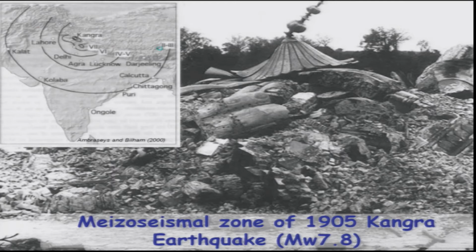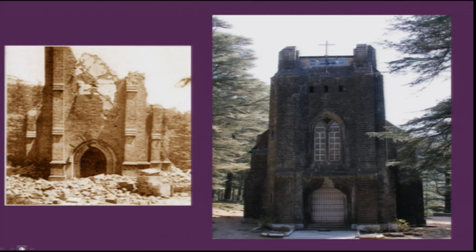Okay, so this is an example, a photograph which has been shown. So this was the damage to the church by the 1905 Kangra event, and this is during the earthquake, and this is after.